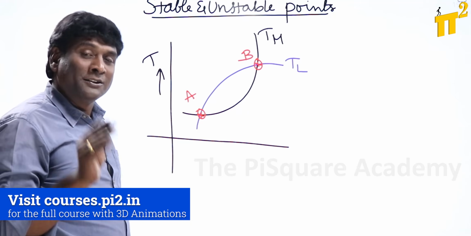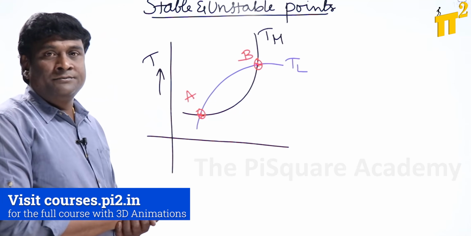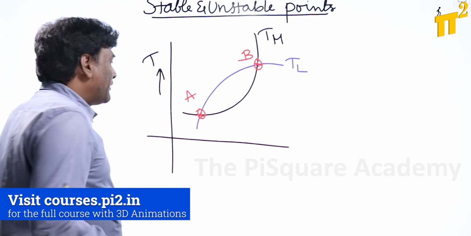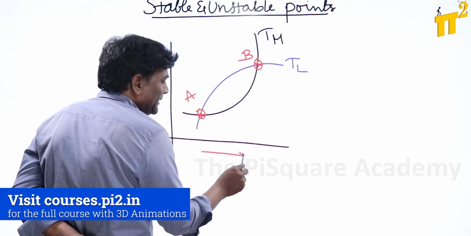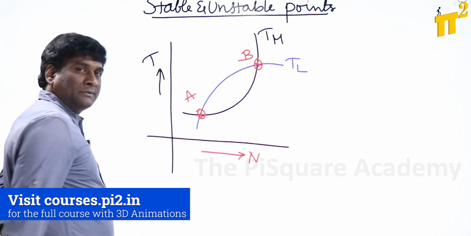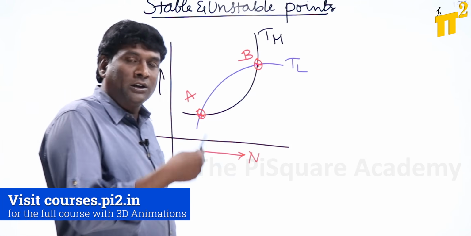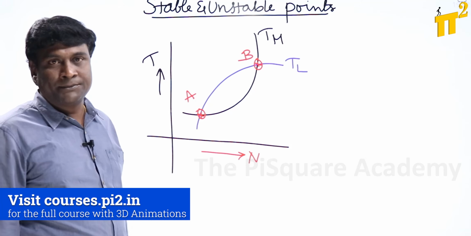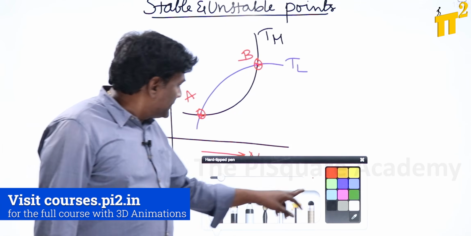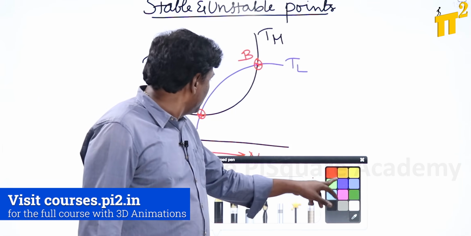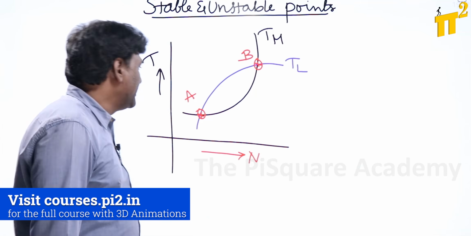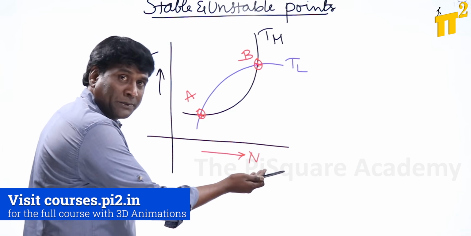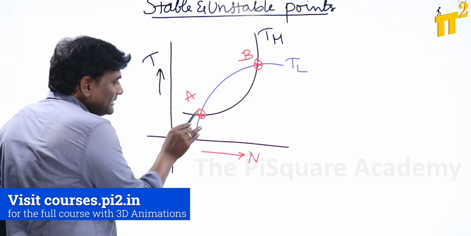Before going any further, we should know the direction of increment in speed. For example, if I give the direction of speed in this direction, then the analysis and conclusion will be different. If I change the direction of speed to this direction, everything is going to change. Now remember one thing, always keep this point in mind: in the increasing direction of speed, this is the stable operating point.